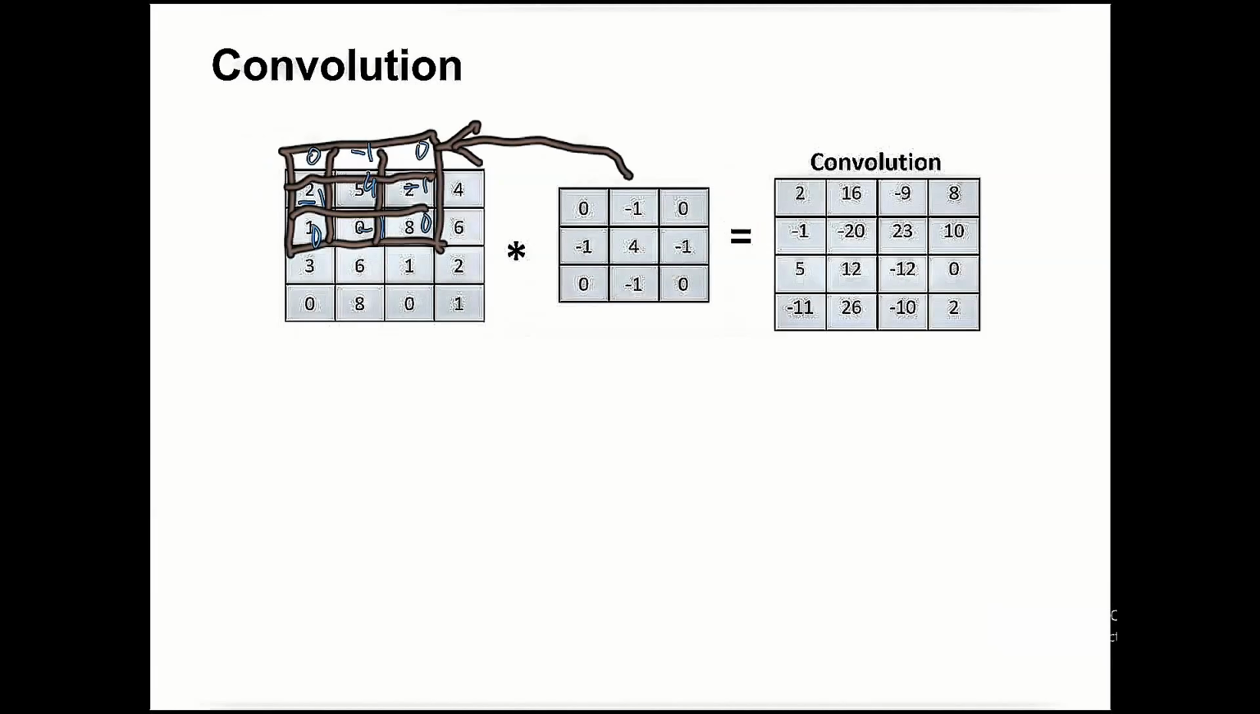Then we move this one, again multiply, add, and then slide. And then after that, another row, another row. So this is what filtering is.